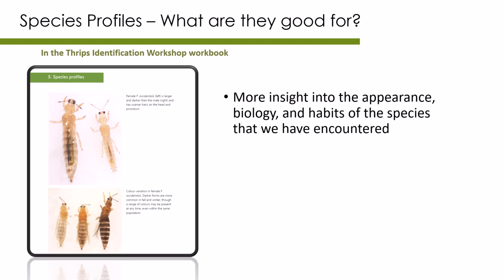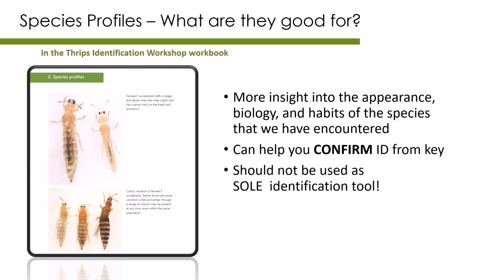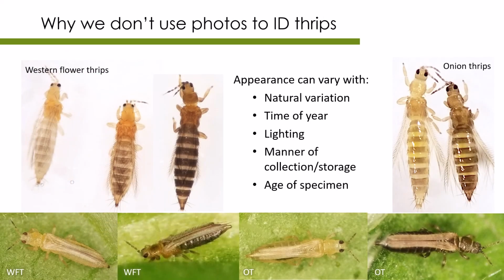However, it's important that you don't use the profiles or the photos that we've included as the sole identification tool. You should never just look at photos to ID thrips, because they're a very unreliable means of identification. Thrips can vary in appearance a lot, as these photos demonstrate. Western flower thrips and onion thrips have a wide variety of color morphs that can change in response to environmental conditions. The lighting that the photo was taken on can also alter how the colors appear.